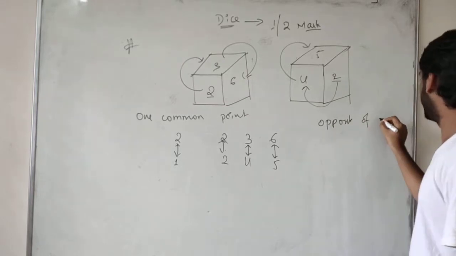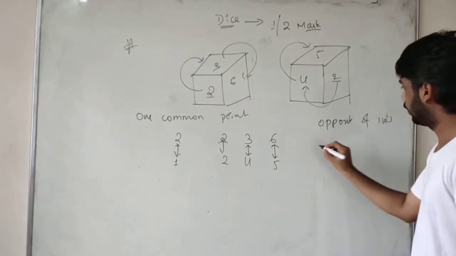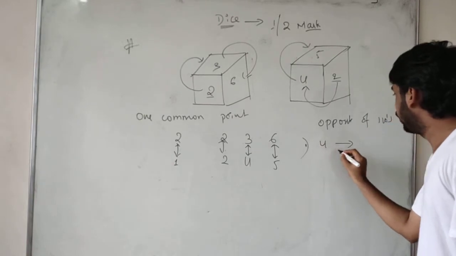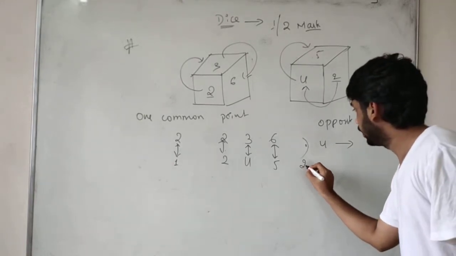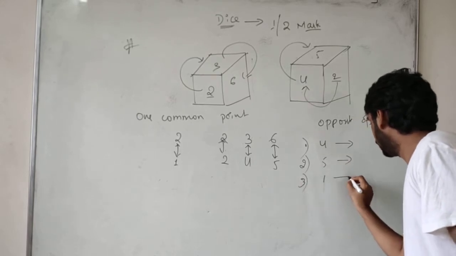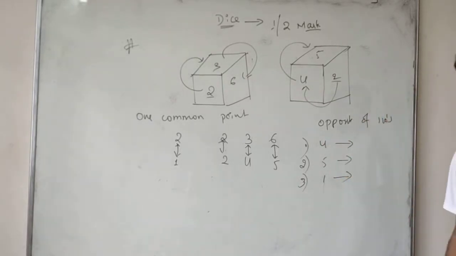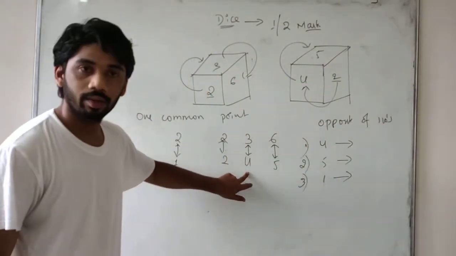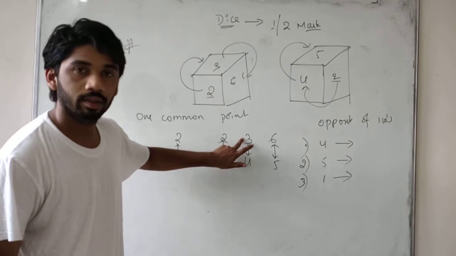Opposite of the number. So first question in this one, opposite of 4. Second one, opposite of 5. Third one, opposite of 1. What is the opposite of 4? If they ask what is the opposite of 4, opposite of 4 means from here you came. Opposite of 4 is 3.